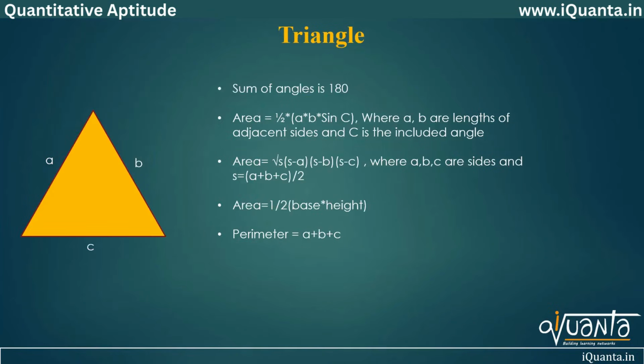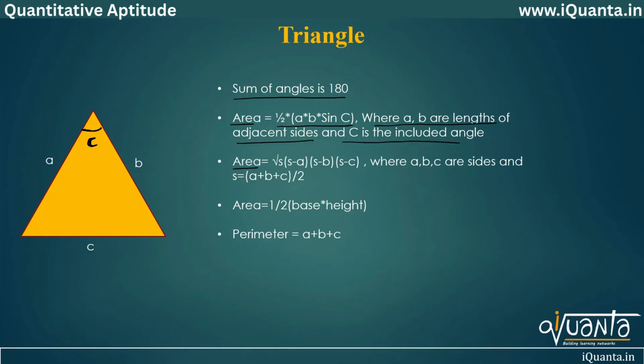Next one is triangle. So you are very familiar with a triangle. A triangle has 3 sides. The sum of interior angles of a triangle is 180 degrees. There are many formulas to find out the area of a triangle. First one of them is half AB sin C. So half AB, A and B are the sides, adjacent sides. Sin C is nothing but the included angle between them, where A and B are the lengths of the adjacent sides and C is the included angle.